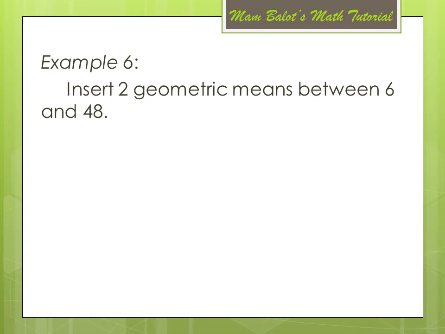For example, insert two geometric means between 6 and 48. So this would look like 6, blank, blank, and 48, since we are inserting two geometric means. What is the most important thing that we need to know to get the geometric means? Of course, it is the ratio. And how do we get the formula for getting the ratio? We will use the formula of the nth term of the geometric sequence and solve for r.